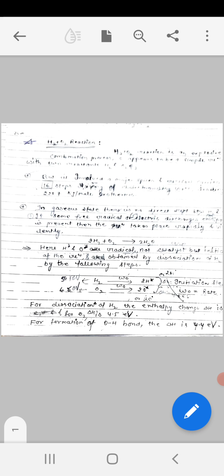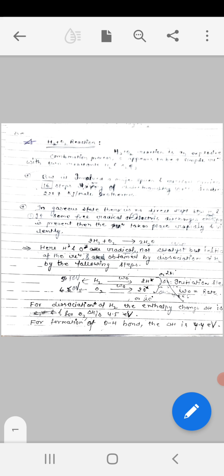The hydrogen and oxygen reaction is an explosive combination process. It appears to be a simple reaction with two reactants, hydrogen and oxygen, but it involves many species and reaction carriers, and is completed in 16 steps. It is an example of a chain branching reaction, releasing 228.7 kilojoules per mole, and is an exothermic reaction.